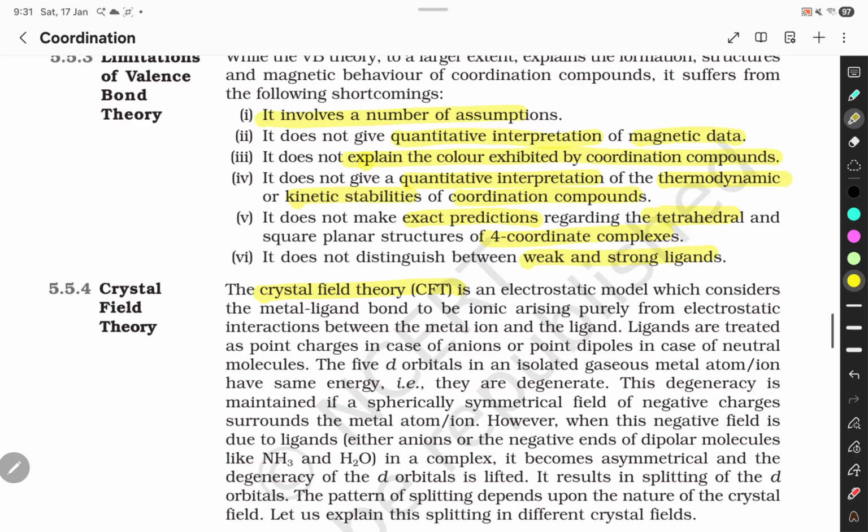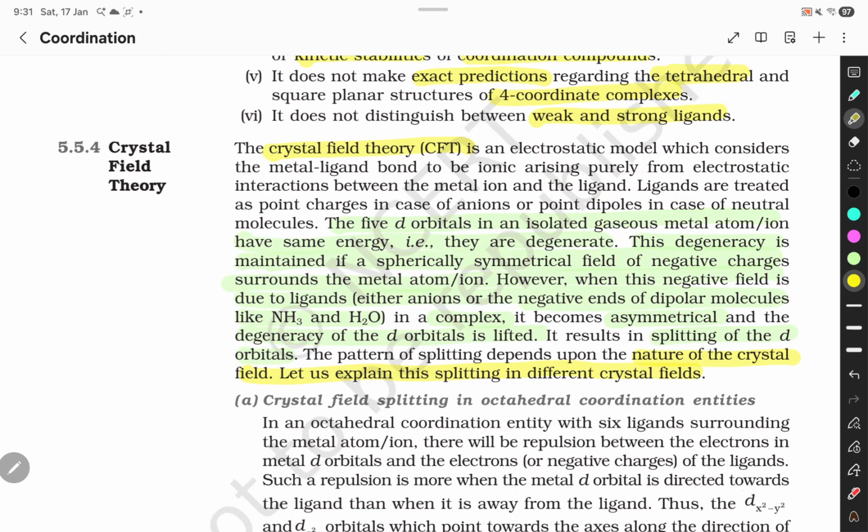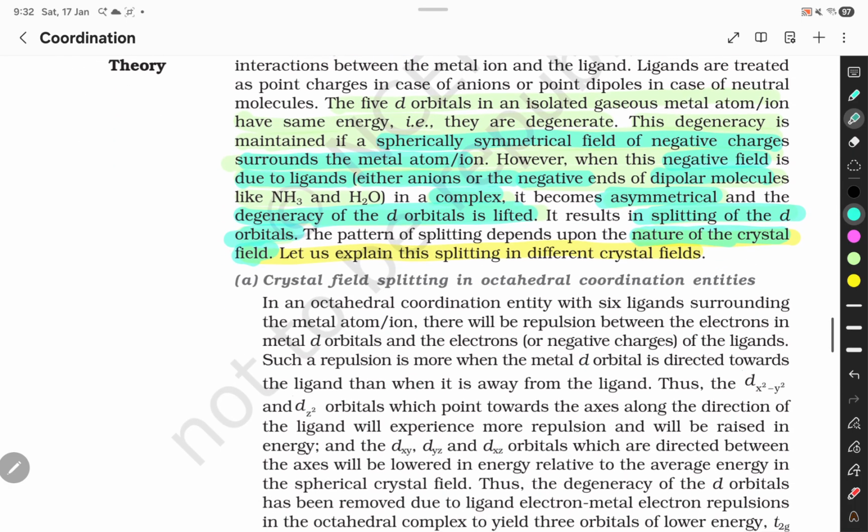Now we have CFT. CFT is very important. So yeah, obviously CFT, everybody knows the reason. It's because of a spherically symmetrical field. Negative charges only cause the degeneracy of the orbitals. But it depends on what field it is, right? So if the field due to ligands, either anions or the negative ends of dipolar molecules, becomes asymmetrical and the degeneracy of d orbitals is lifted, it results in the splitting of the d orbitals, and that can happen because of the nature of the crystal field, which is basically the nature of the ligand, right? So yeah.